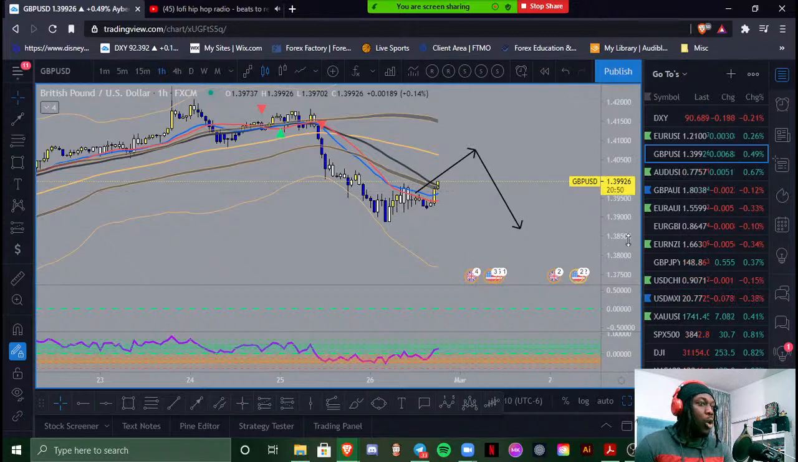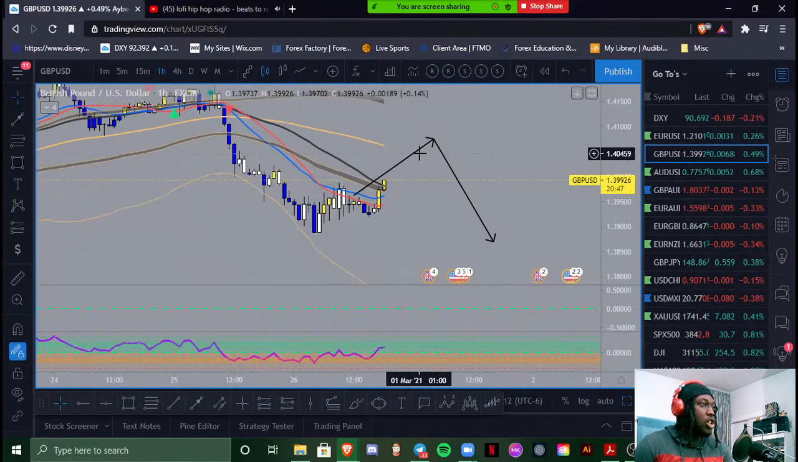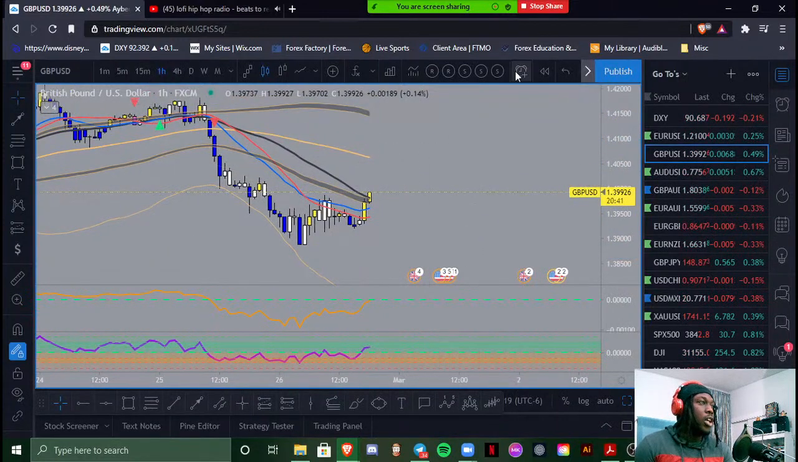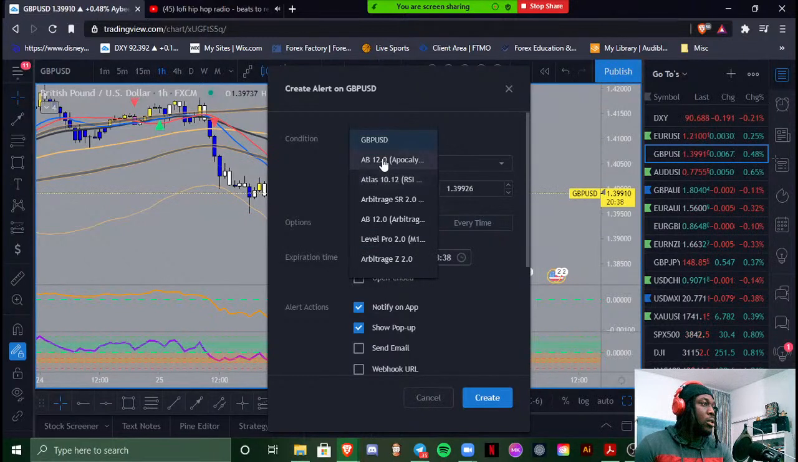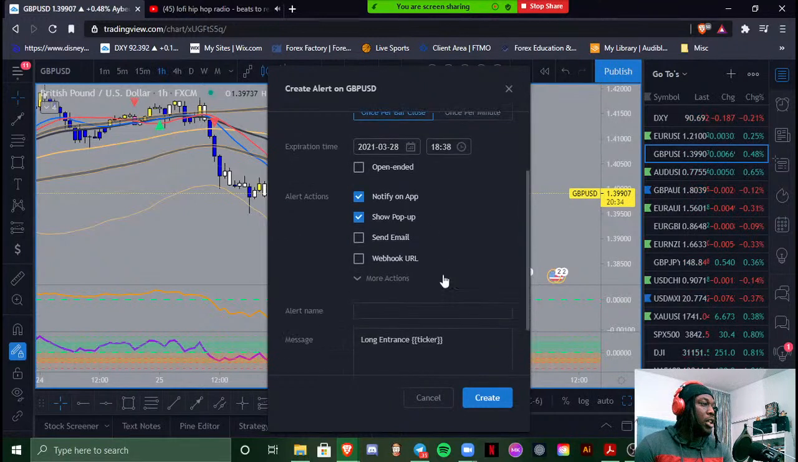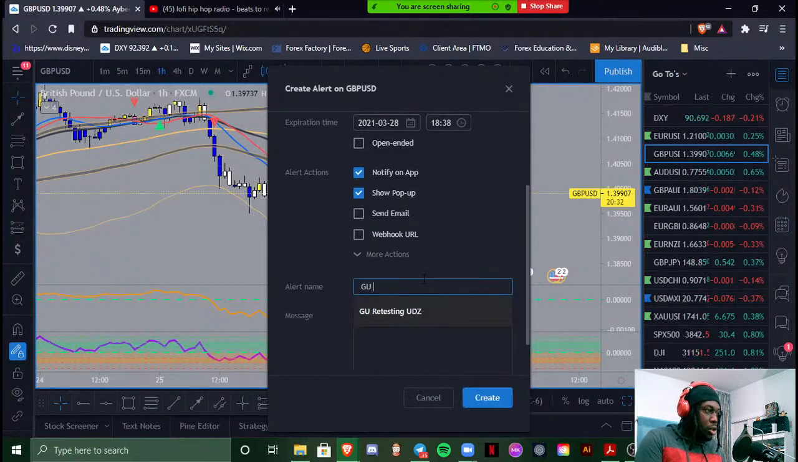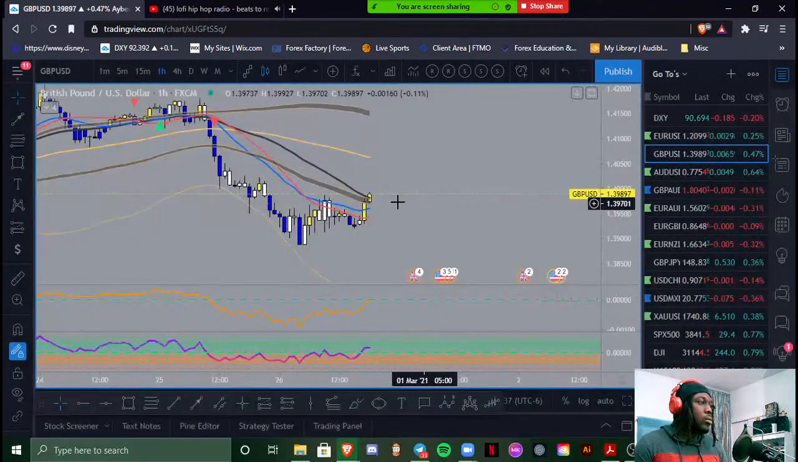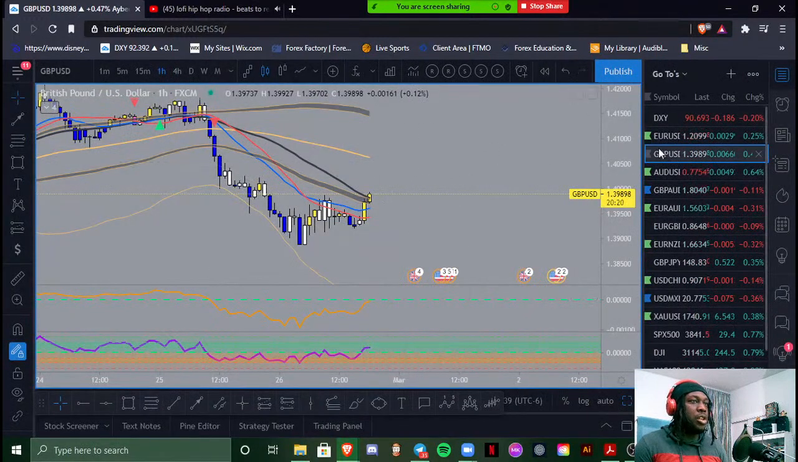The 1 hour time frame is already starting to set up for a buy, so I'm gonna go ahead and set this alert up and get us a possible intraday move tonight. Gonna go ahead and set up an alert. Arbitrage, long entrance, GU buy possibility. All right, so create that. So we'll see how this plays out with GU. I'm gonna be watching it on RB.